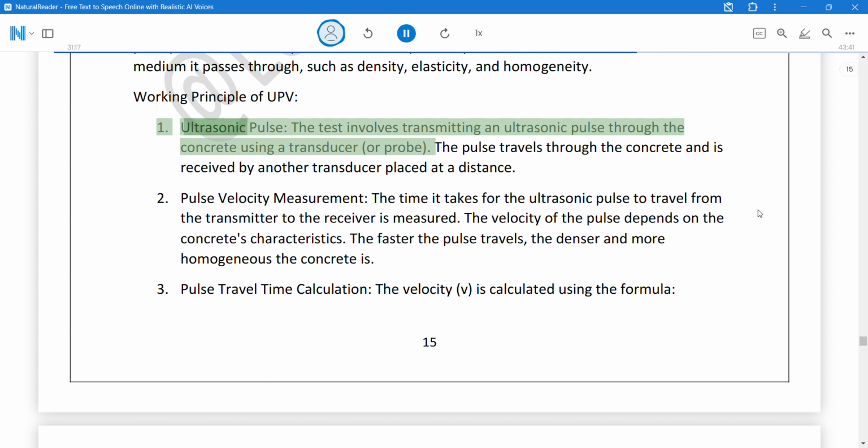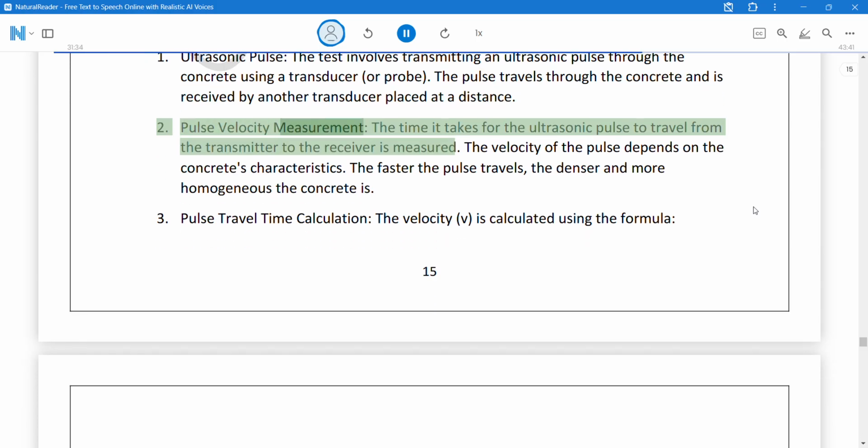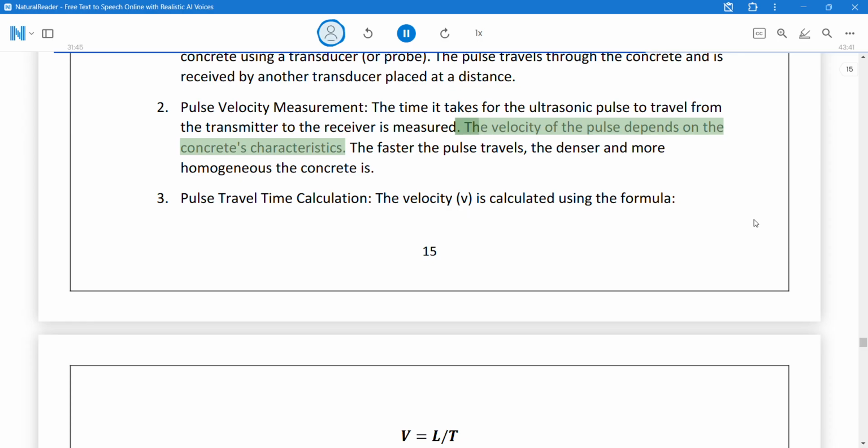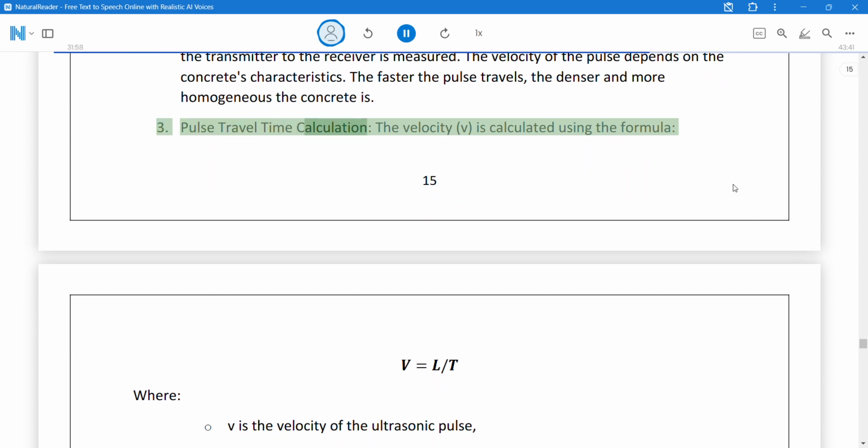Working principle of UPV. 1. Ultrasonic pulse. The test involves transmitting an ultrasonic pulse through the concrete using a transducer. The pulse travels through the concrete and is received by another transducer placed at a distance. 2. Pulse velocity measurement. The time it takes for the ultrasonic pulse to travel from the transmitter to the receiver is measured. The velocity of the pulse depends on the concrete's characteristics. The faster the pulse travels, the denser and more homogeneous the concrete is.